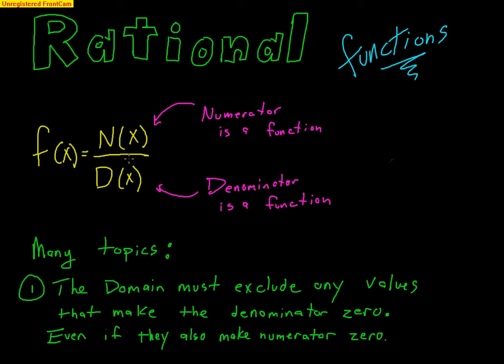So we use n of x and d of x, n for numerator, d for denominator. Now when we have one of these rational functions, there are several ideas that we need to analyze with that function. I'm going to go through them in this video. The first is the domain.